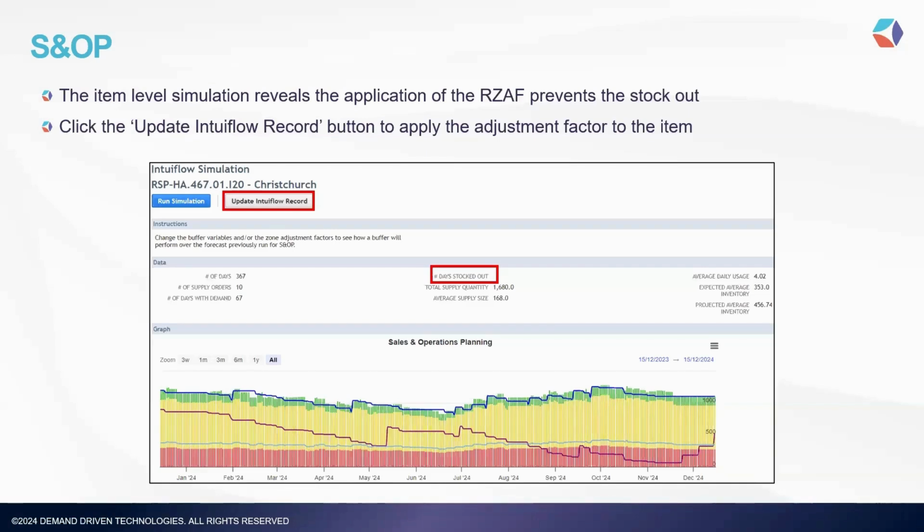So if I'm happy with the adjustment I made, I can click update Intuiflow record from here, right? Which saves me a step. This flows back to the operational level, which means I don't have to go back to the Intuiflow record and then create the adjustment factor again, right? You can see its impact in the simulation, and if it has the desired result, you can simply click update from here.